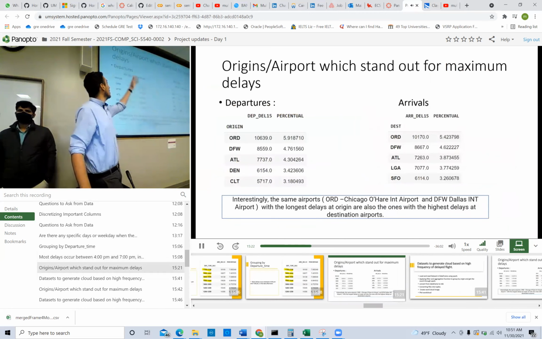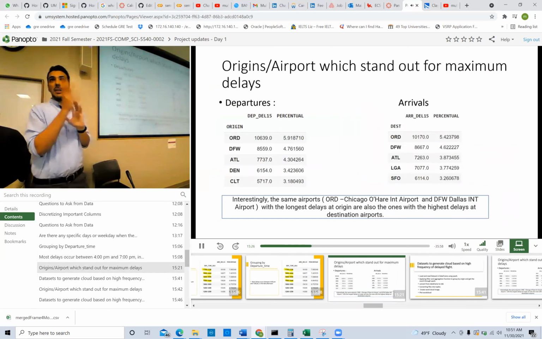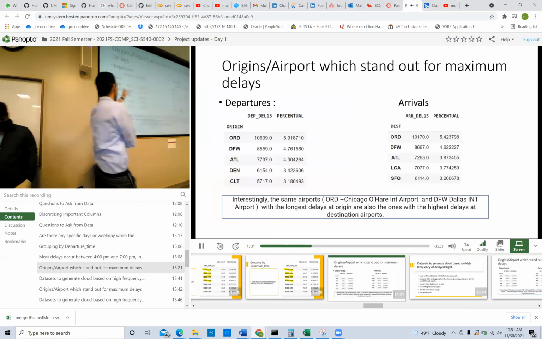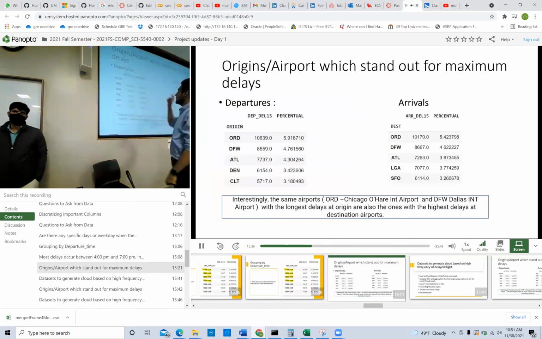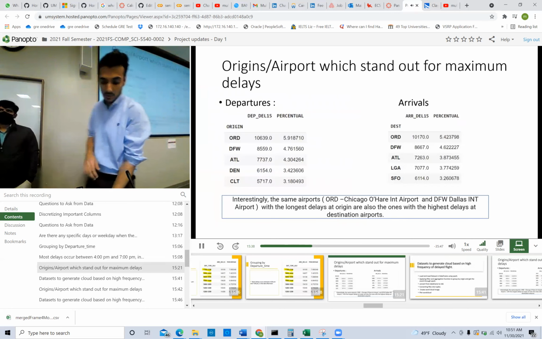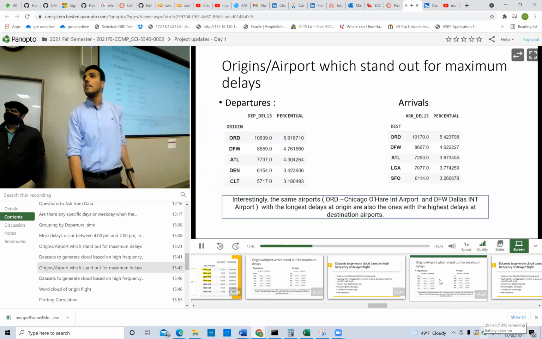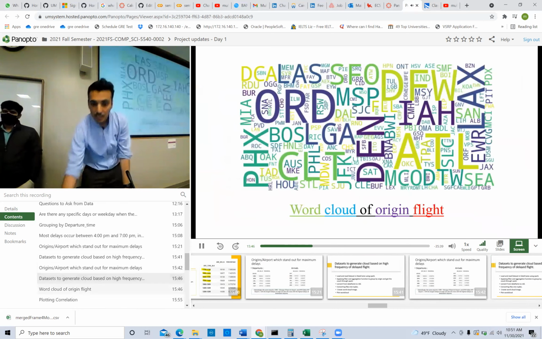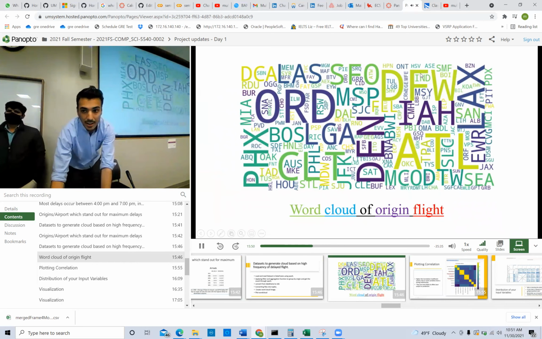Again, I saw which origin and which destinations are the maximum contributing factors. So I saw this airport, Chicago O'Hare International Airport, and DFW, that's Dallas. So these two were actually the most common and the most popular among the delays. Why is it so? They are also the ones who have that. I have a visualization for that. So this is the word cloud. We can see the ORD here and DFW with the maximum appearance.